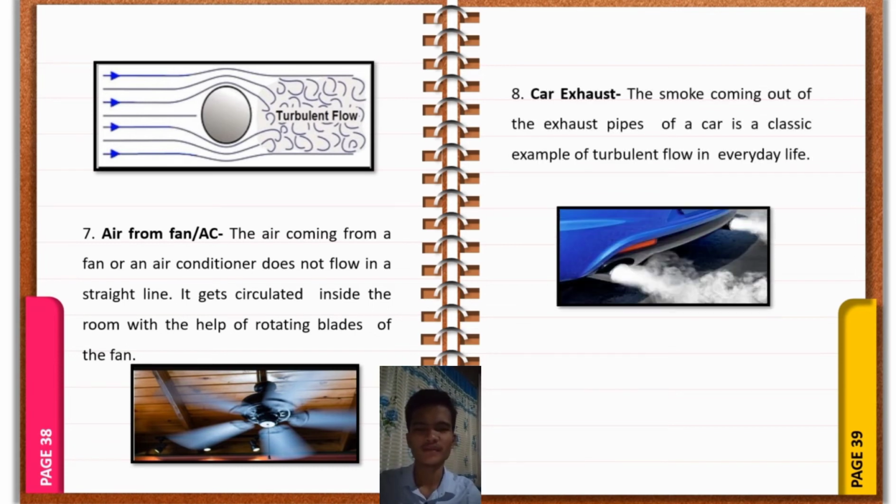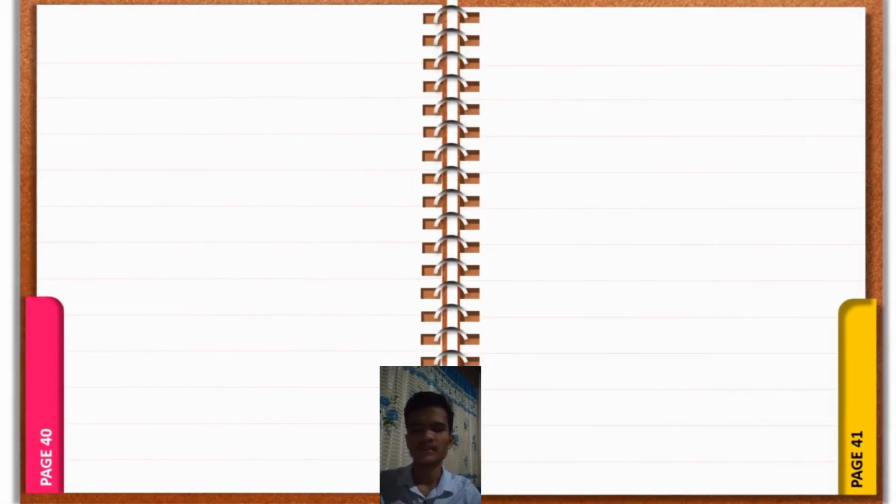Moving on to the last example of turbulent flow in daily life, which is the car exhaust. The smoke coming out from the exhaust pipe of a car is a classic example of turbulent flow in daily life. So, let's see the image here. As we can see, the smoke coming out from the exhaust of a car also shows turbulent flow or chaotic movement. And now, we will be moving on to the characteristics of turbulent flow.